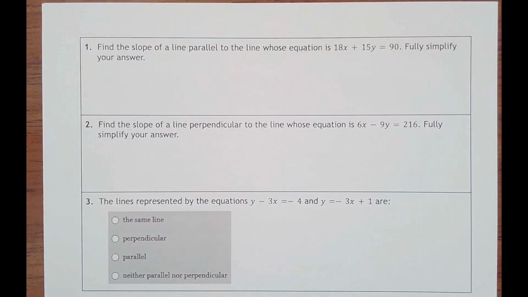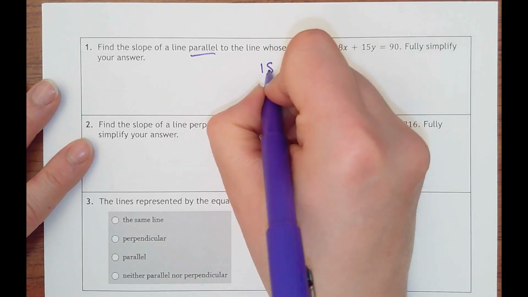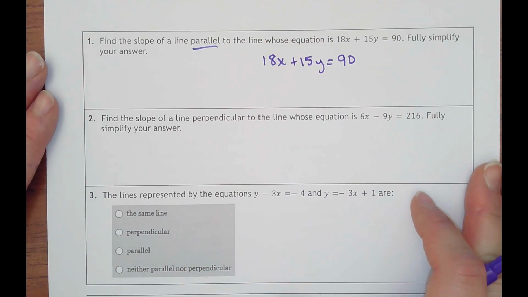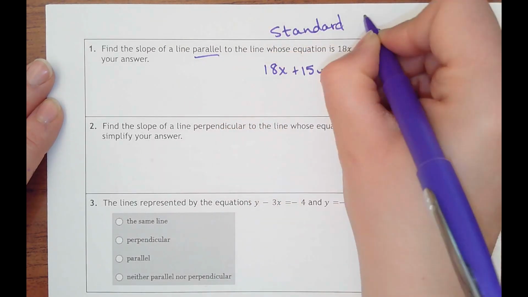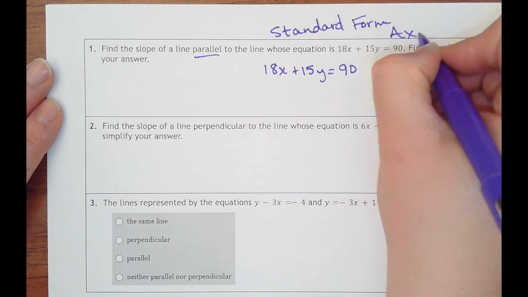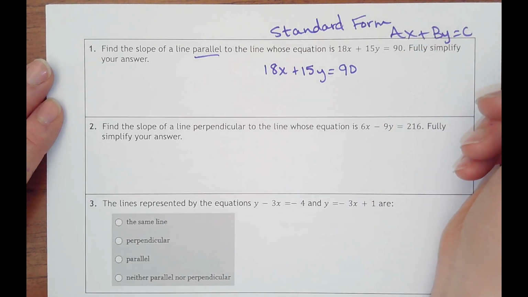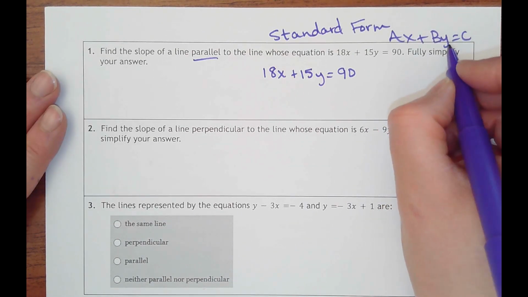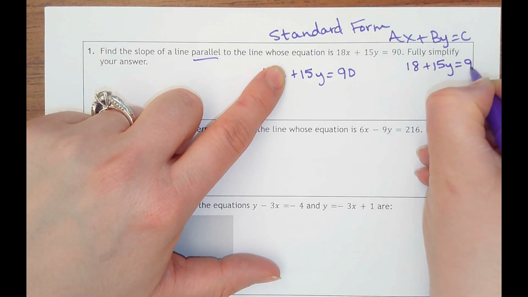So on the next page, we'll have our actual problems. It says find the slope of a line parallel to the line whose equation is this. Fully simplify your answer. So if we have 18x plus 15y equaling 90, we don't yet have the slope. This is actually standard form. And standard form is Ax plus By equals C. Something x plus or minus something y equals a constant. You have to solve for y to get it into y equals mx plus b so that you have m, which is slope.